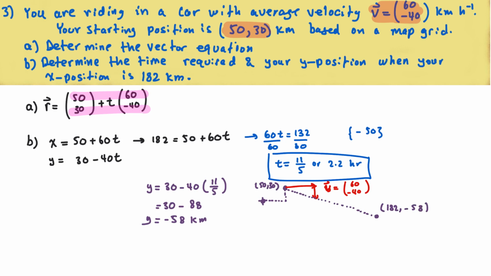So our final answers to these then: t is 2.2 hours, or 11 over 5, and the y position is -58 kilometers.